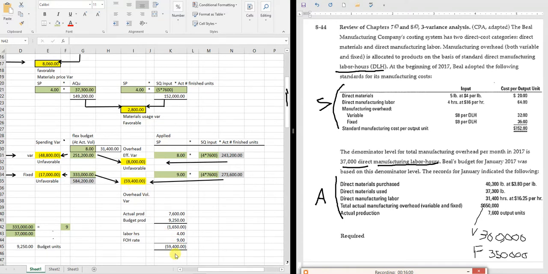So my production volume variance simply is based on the fact I thought I was going to spread my $333,000 of fixed costs over 37,000 direct labor hours, and I only spread my $333,000 of fixed costs over 30,400 labor hours because I made 7,600 instead of 9,250.